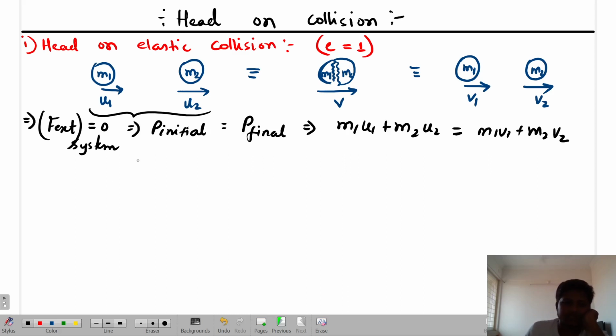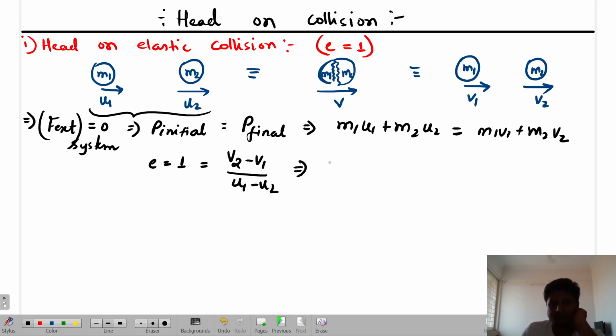Next thing, as e is exactly equal to 1, so it is equal to velocity of separation, that is v2 minus v1 divided by u1 minus u2. So v2 minus v1 is equal to u1 minus u2. That is another one of your relations. Got it or not?